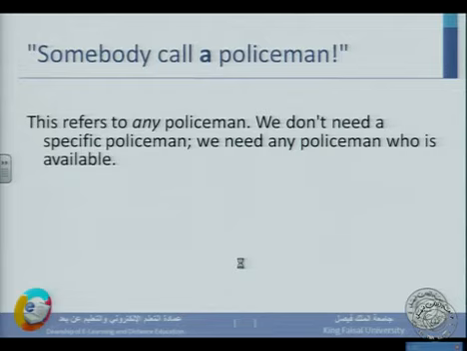Somebody call a policeman. Look at this sentence. Somebody call a policeman. So here a refers to any policeman. We don't need a specific policeman. We need any policeman who is available.